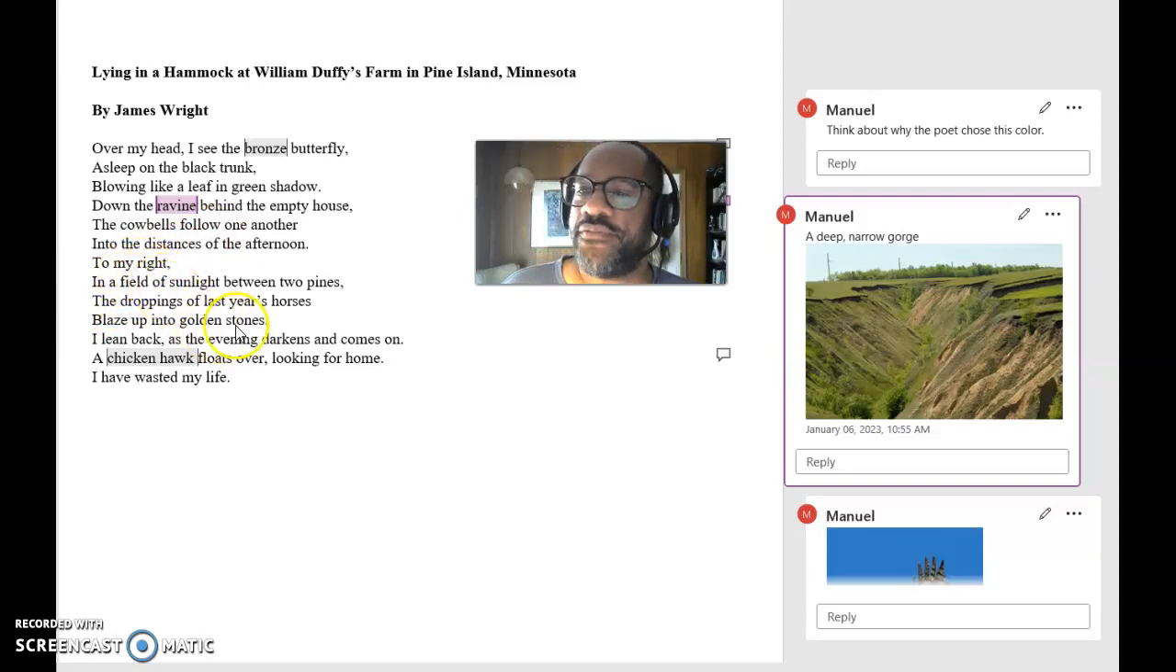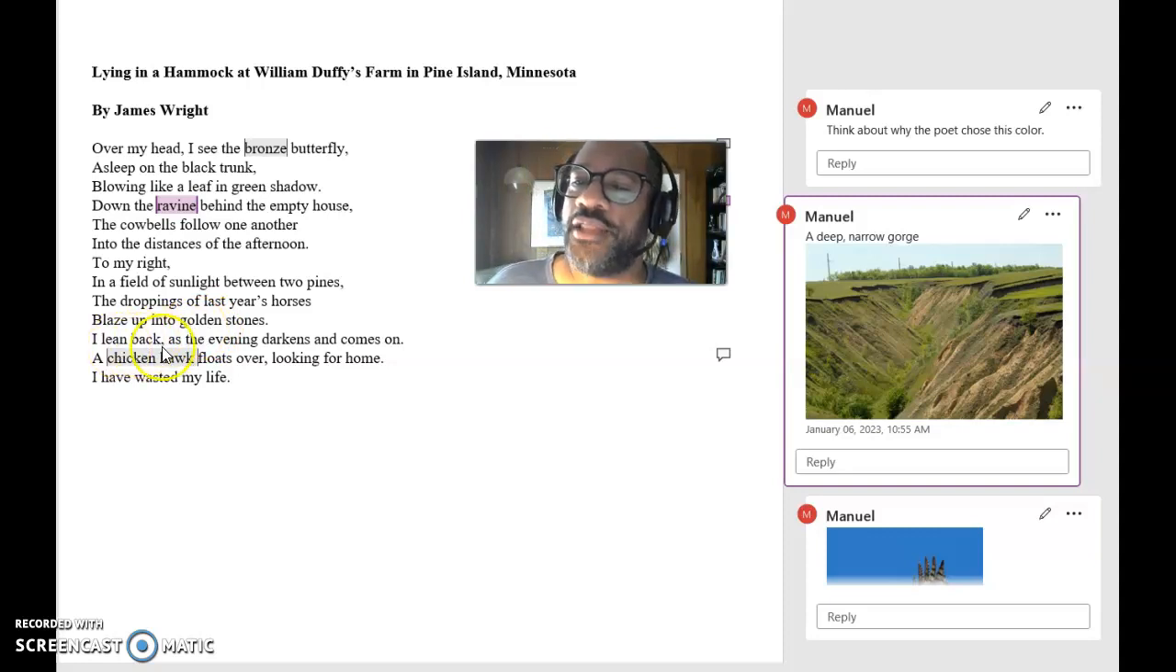Describing it in a new way is what allows us to really imagine it in some ways. Then he says, to my right, in a field of sunlight between two pines, right? Such a nice little simple thing. Field of sunlight between two pine trees. The droppings of last year's horses blaze up into golden stones. That's horse poop that he's talking about, right? But he mentions that it blazes up into golden stone. You'd be wealthy if you found gold as big as a pile of horse poop. And so that's this way of taking something completely unpleasant and saying, look how beautiful that is.